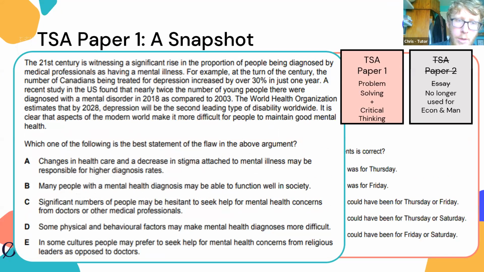This is a critical thinking question where you read a passage. In this case, you're asked for the flaw in the argument, and that's a typical kind of critical thinking question. And remember, you only have 108 seconds for each of these questions. It is incredibly time pressured. I cannot emphasize enough, the TSA is a hugely time pressured exam. Okay, so that's basically a snapshot of the TSA.